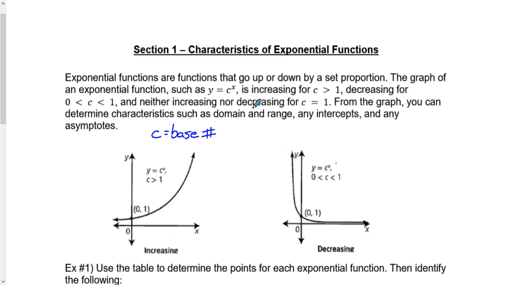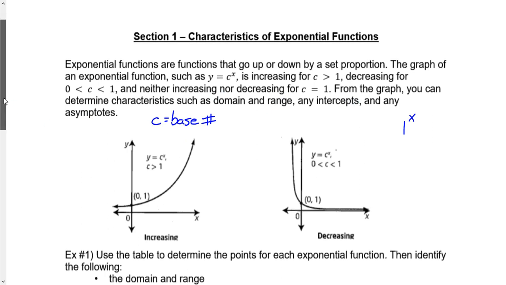It is neither increasing nor decreasing whenever our base value is equal to 1. Generally, 1 to the power of anything is always going to be 1, which really just means that you have a horizontal line. From the graph, we can determine some characteristics like domain and range, any intercepts, and any asymptotes.